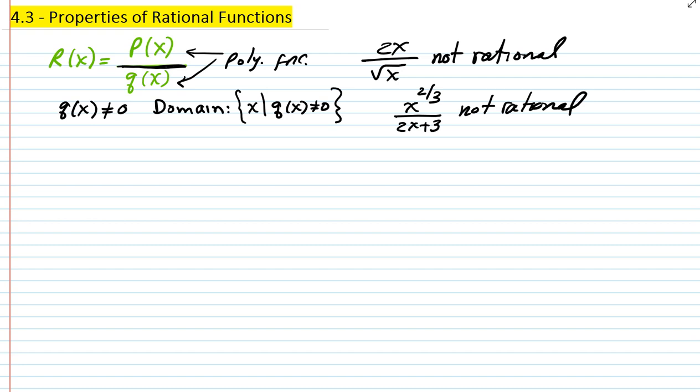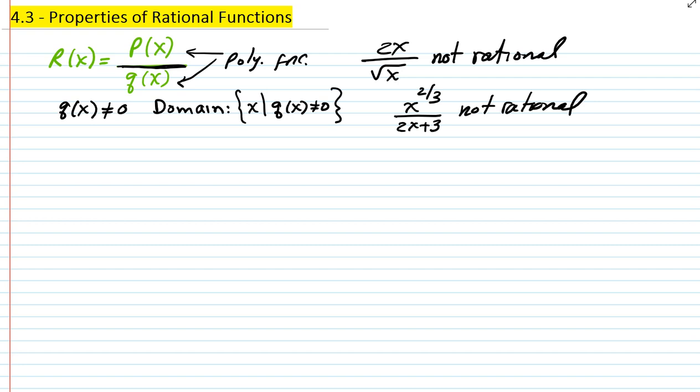Now, a rational function is in lowest terms, or simplest form, if p and q, the numerator and denominator, have no common factors. That's what lowest terms is. A rational function in lowest terms is just like a fraction in lowest terms, when there's no common factor in the numerator and denominator.